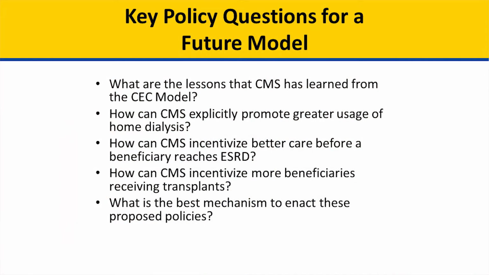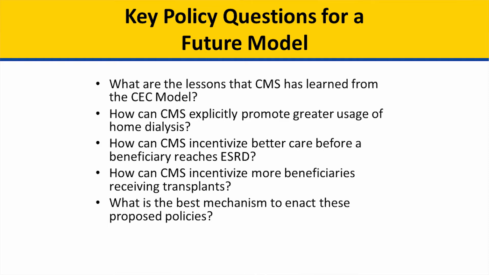So what are the lessons that we've learned from the existing model? How can we explicitly promote greater usage of home dialysis? That's not something that's in the model right now, nor have we seen any statistically significant increase on it. How can CMS incentivize better care before a beneficiary reaches ESRD? I think we all know that there are greater interventions before a beneficiary hits ESRD. How do we set up a model to encourage more interventions before we hit that stage? How can CMS incentivize more beneficiaries receiving transplants? What are the main barriers in the transplant process?